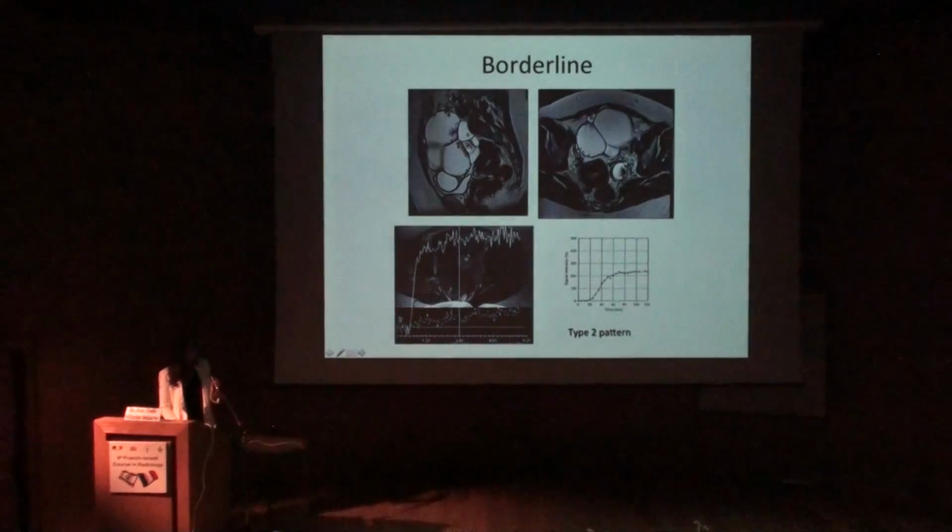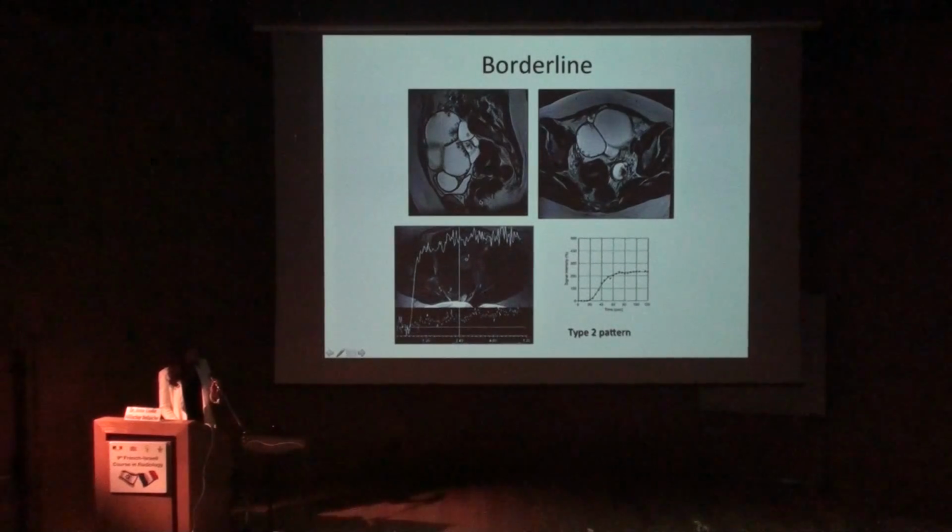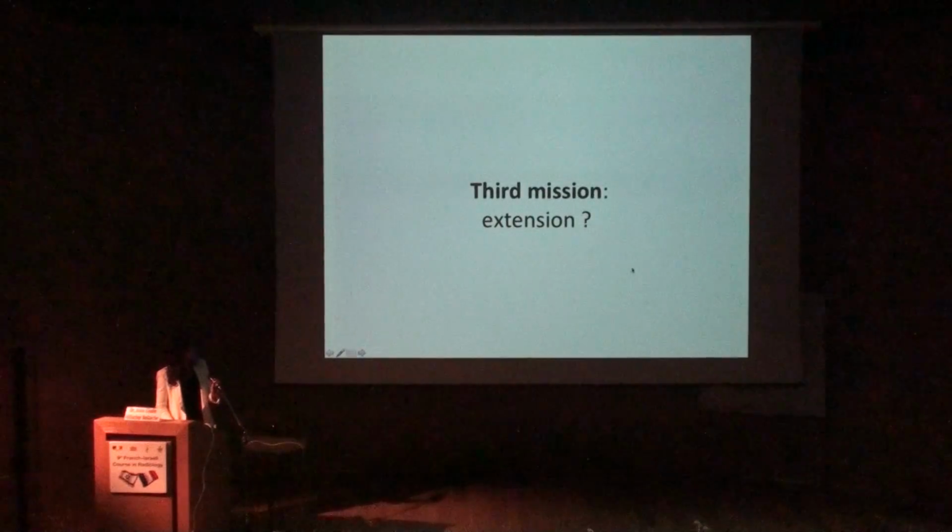So for example, when you have this type of lesion, you put a first region of interest in the myometrium to have a reference curve, and another in the vegetation, and you compare both curves. And here, for example, you have a typical intermediate malignancy lesion. It was a borderline lesion.